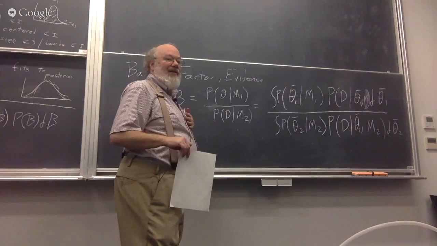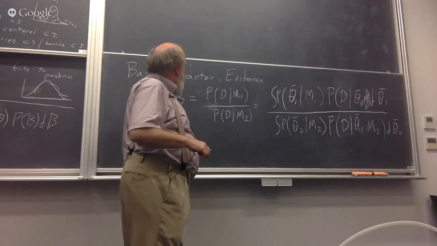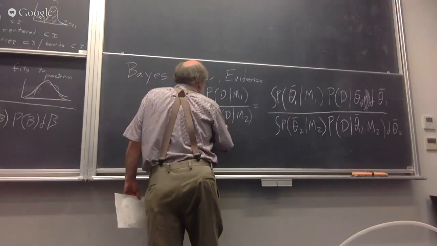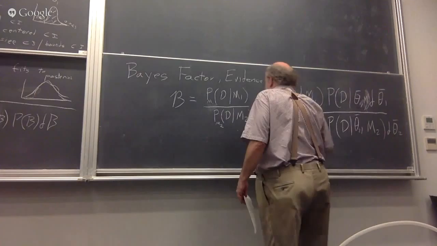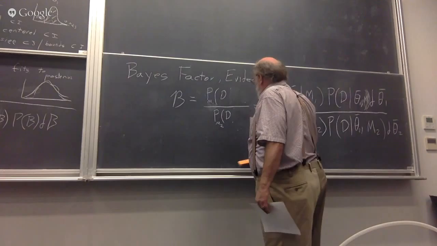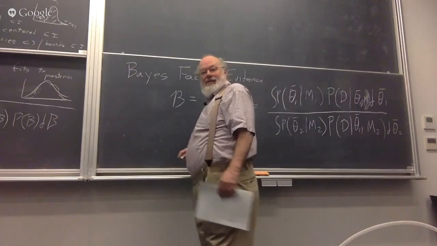The people who invented it. P one of D is right. It's in the context of model one, right? So P M one of D and then P M two of D, something like this. Yeah, you want to write it like this. Yeah, maybe that one. Fine. Right. We can do this.